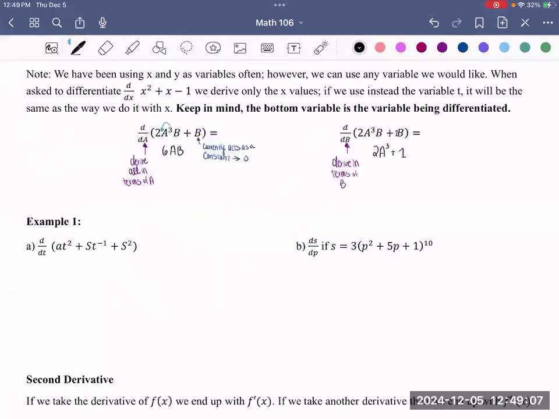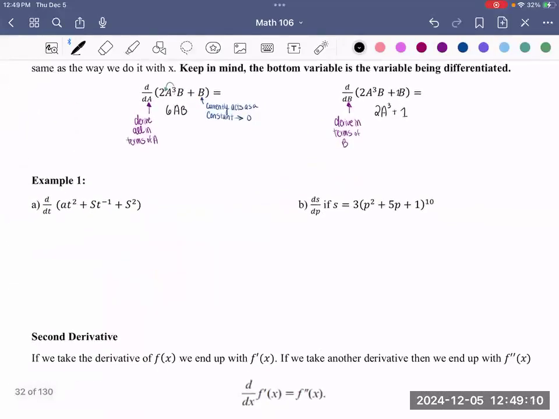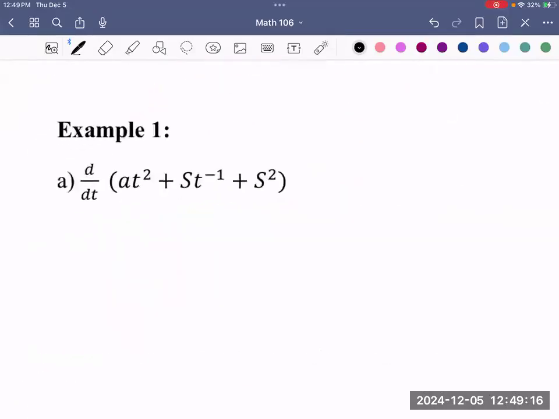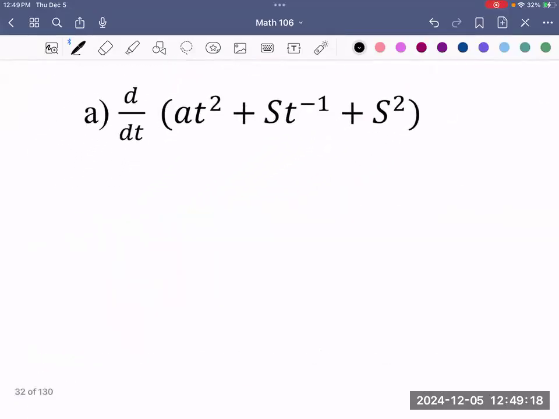Now let's try it again with the next few examples. So see if you can pause the video. We're still going to be practicing a lot here. So you have d over dt. So we are going to derive every term in terms of t.